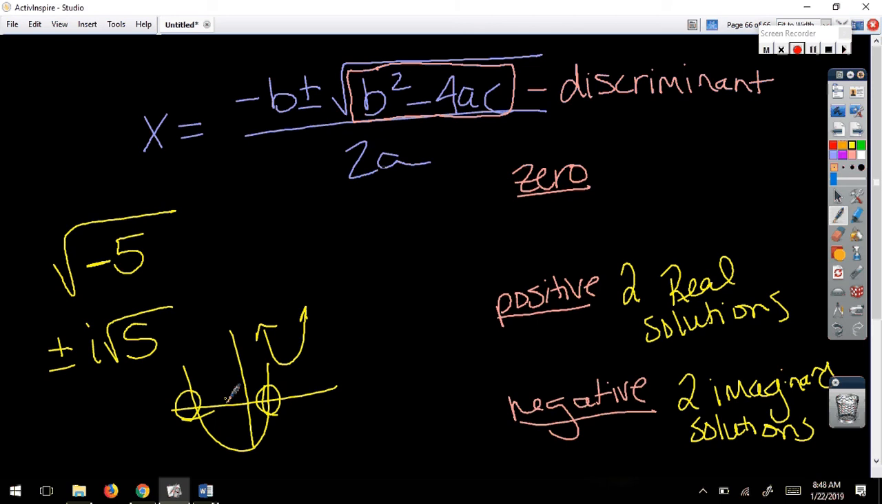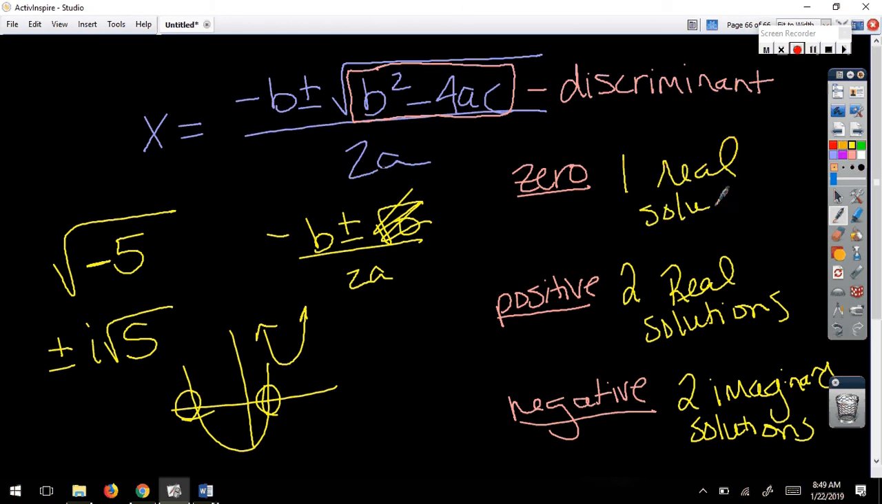But what happens if you get the square root of 0? Close, you're close. Remember, so now I would have negative b plus or minus the square root of 0 over 2a. It just cancels out. It would just have 1 solution, 1 real solution, because this is gone, right? That's that parabola whose vertex actually sits on the x-axis. Okay? So those are 3 scenarios.